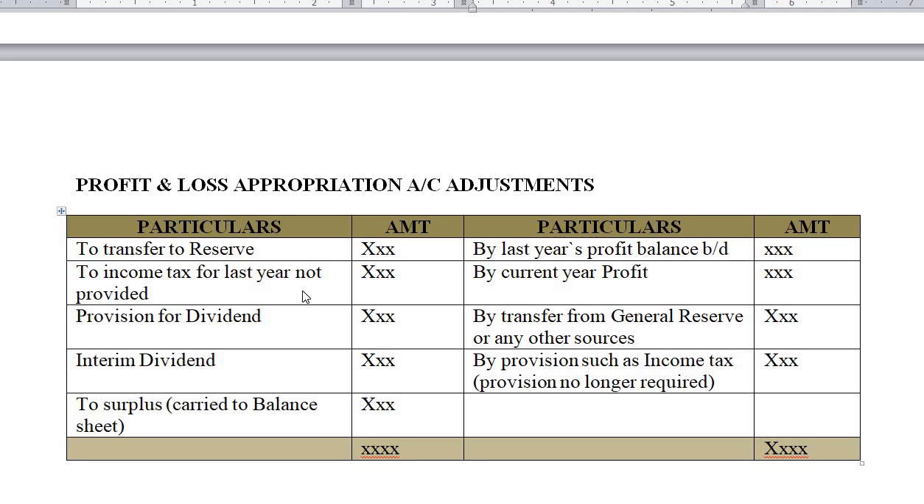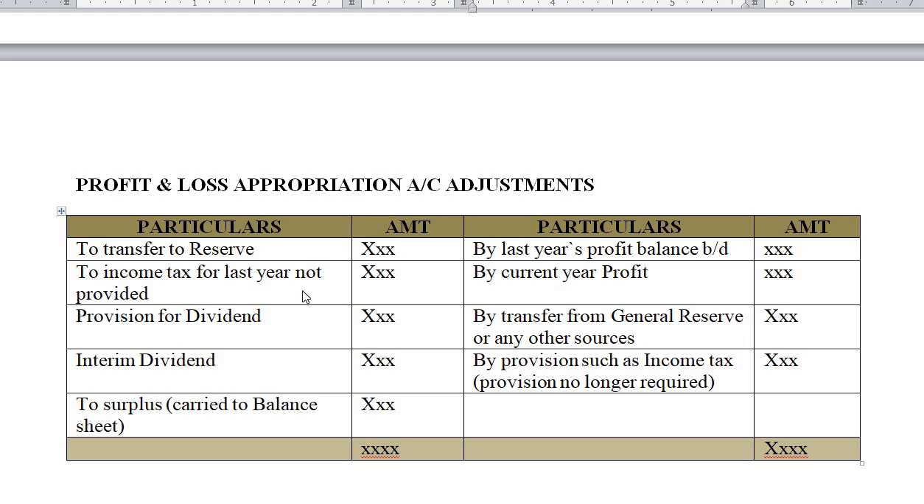Interim dividend is a kind of dividend which is not decided at the annual general meeting. It is declared in between two annual general meetings, in the middle of the year. So interim dividend is a dividend which is paid between two annual general meetings or in the middle of the year. If you find any provisions made for interim dividend, that is also to be transferred to the debit side of the profit and loss appropriation account.